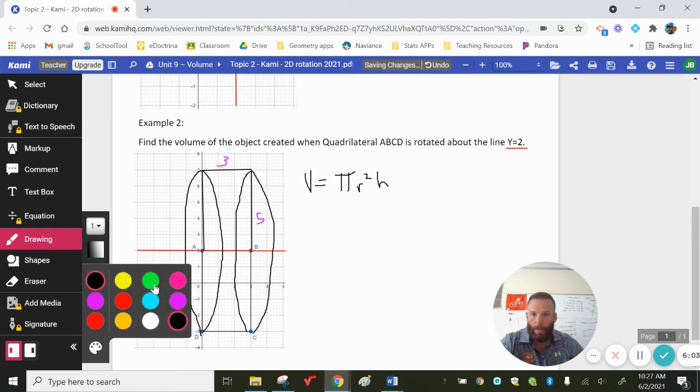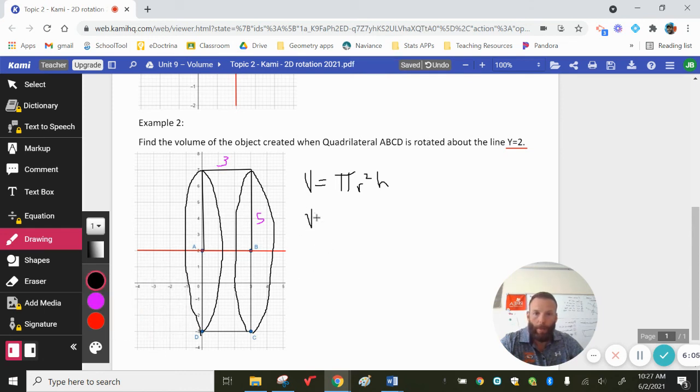So when I make my substitutions to find the volume of this cylinder, the volume is pi times the radius, which is 5 squared, times the height, which is 3. Multiplying that would find the volume. I didn't tell you how you should round, but that's what you would do to find the volume of this particular object.